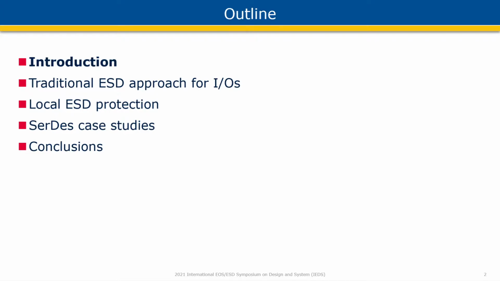We start by looking at why high-speed SerDes interfaces realized in advanced technology nodes need custom ESD protection. Next, we cover reasons why the traditional ESD protection solutions are not good enough in advanced technology nodes. Following this, we introduce the local ESD protection scheme and then move on to specific examples where it is used to protect SerDes interfaces. We wrap up the presentation with a conclusion.